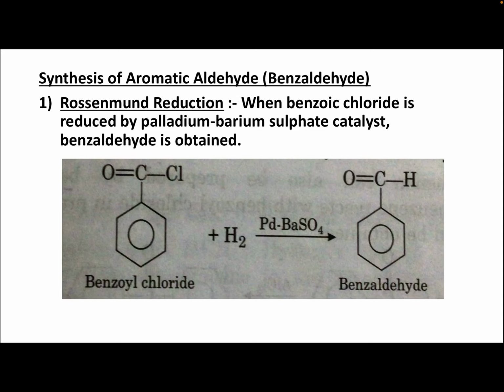So benzoyl chloride, on benzene COCl, is benzoyl chloride. The reaction with hydrogen, palladium and barium sulfate, we are getting benzaldehyde. On benzene ring, aldehyde means it is benzaldehyde. So by Rosenmund reaction we can prepare benzaldehyde from benzoyl chloride in the presence of palladium and barium sulfate.